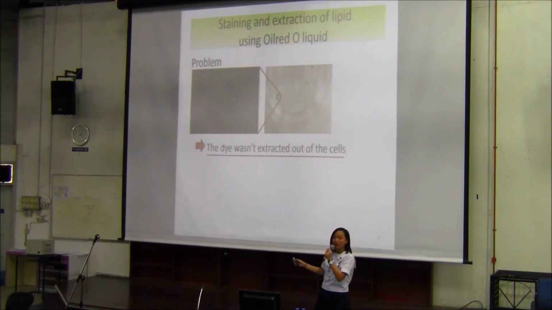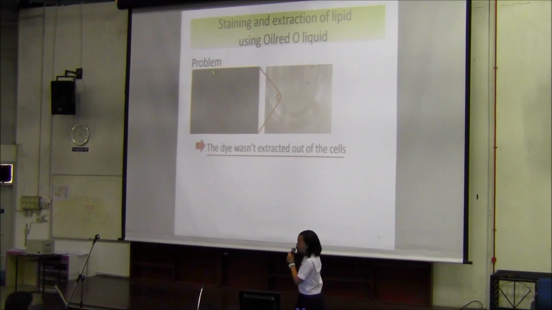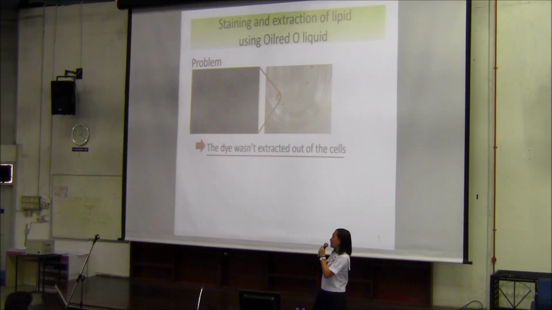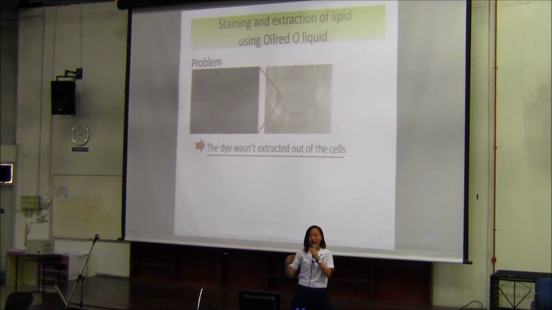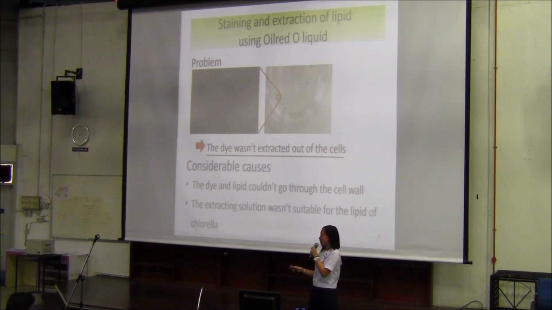But here is the problem. Look at the left picture. Although it's hard to see, there is lipid inside the cells, there are many cells, and as you can see, it's stained red. But that was not extracted out of the cells, so we can't measure the absorbance. There are two possible causes, like this.